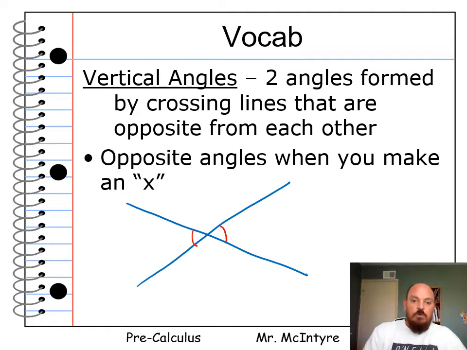So let me do purple and do two markers for this. 1, 2, 1, 2. So the two that I marked in purple are what we call vertical angles, and so are the two that I marked in red. So basically, anytime you have that picture where you have two lines crossing that make an X like that, the angles that are opposite from each other are called vertical angles.